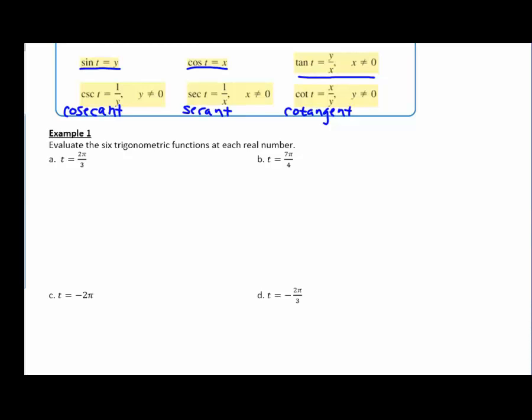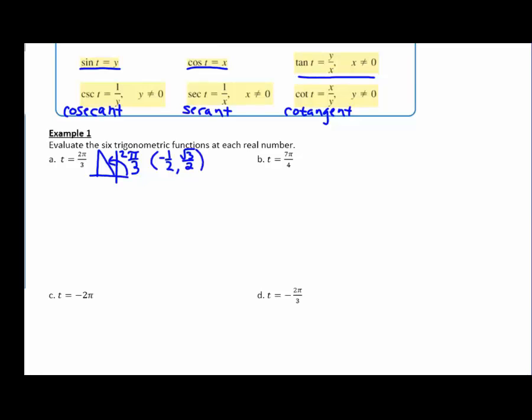And so what I like to do is draw my angle first. And so for part A, we have t equals 2 pi over 3. And so I know that's going to be in the second quadrant. So 2 pi over 3 is going to be this angle right here. And so I need to figure out, well, what is my ordered pair at that angle? And so if I look at my unit circle, I know that my ordered pair is -1/2 for my x value and the square root of 3 over 2 for my y value.